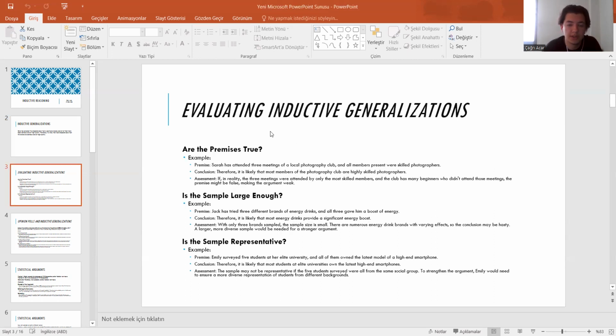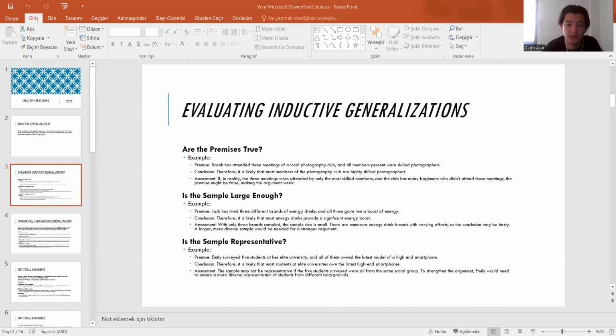I'm continuing with the next title, Evaluating Inductive Generalizations. This part discusses the evaluation of inductive generalizations and presents 3 critical questions to assess their strength. I'm starting with the first one.